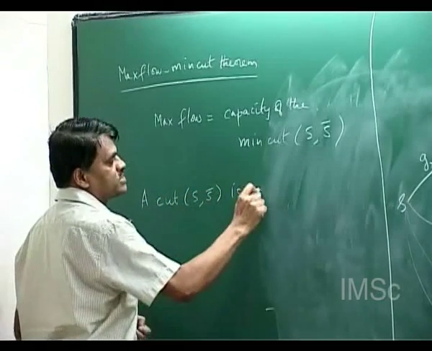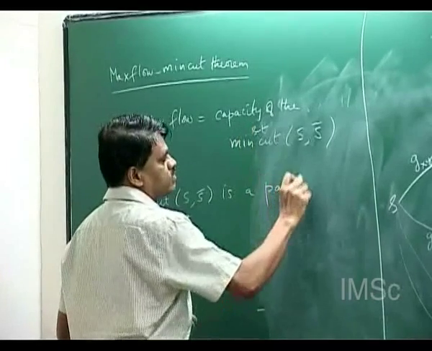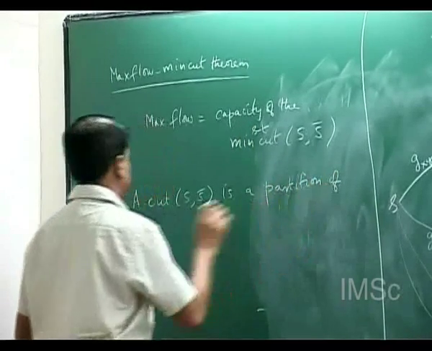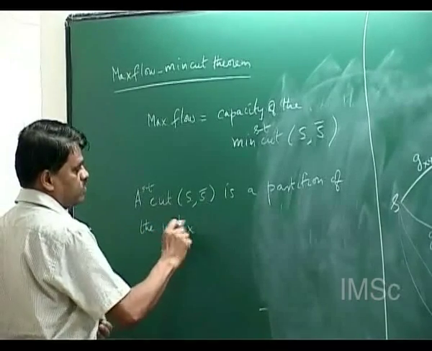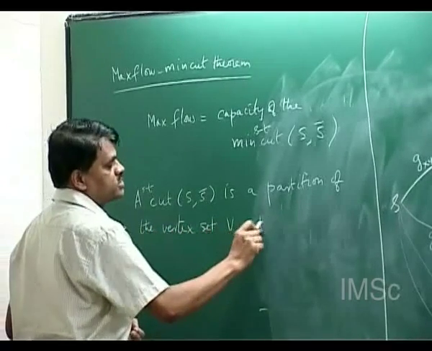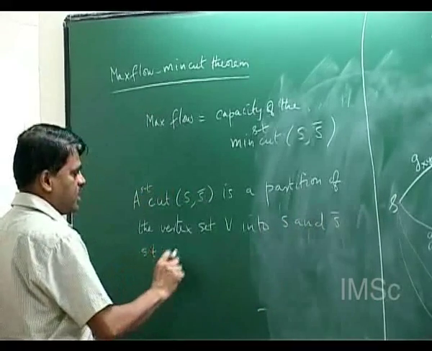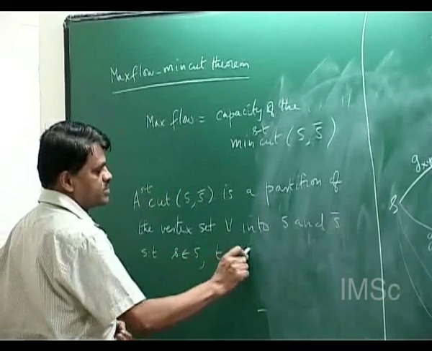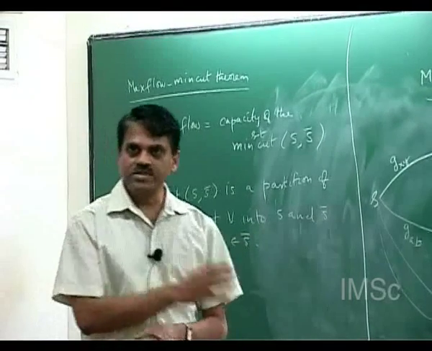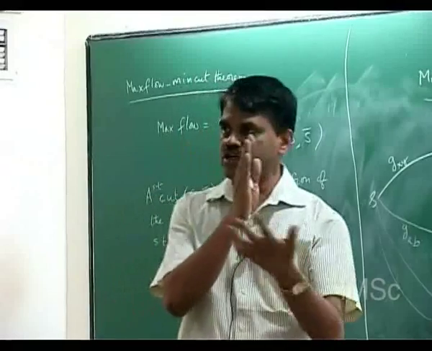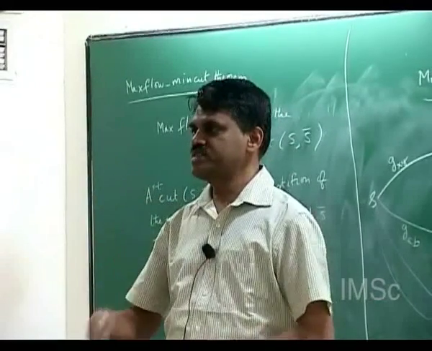A cut, well, a minimum ST cut, is a partition of the vertex set V into S and S bar, such that s is in S and t is in S bar. Any such partition of the vertex set is a cut, and the capacity of the cut is: look at all edges that go from S to S bar and add the capacity of all these edges, and that's the capacity of the cut.